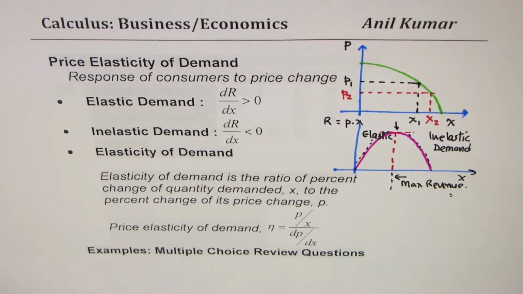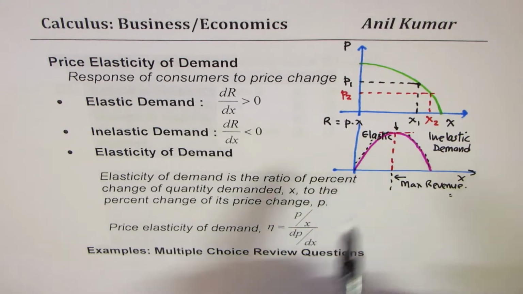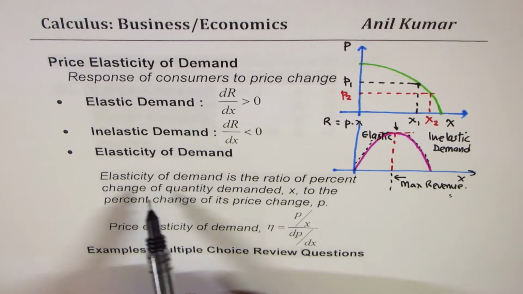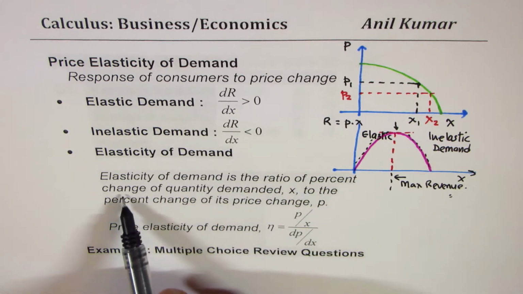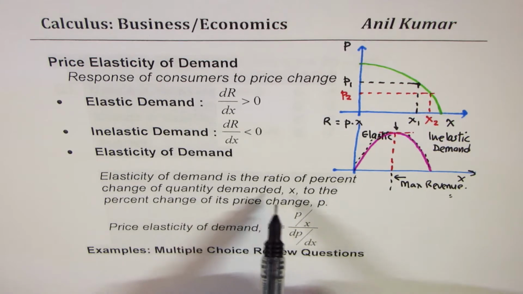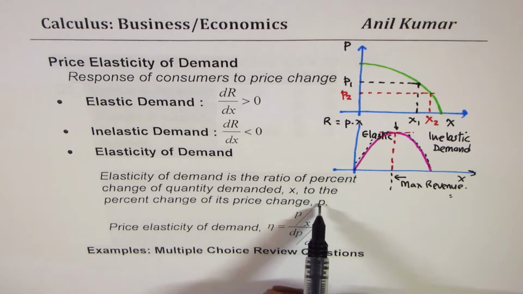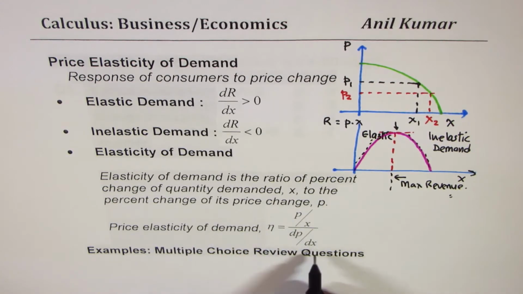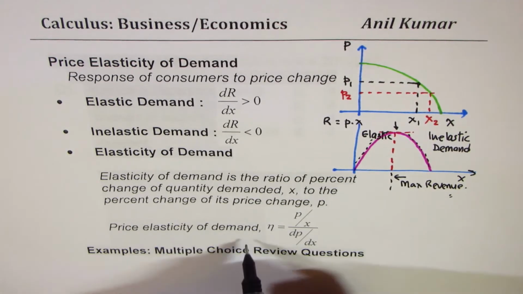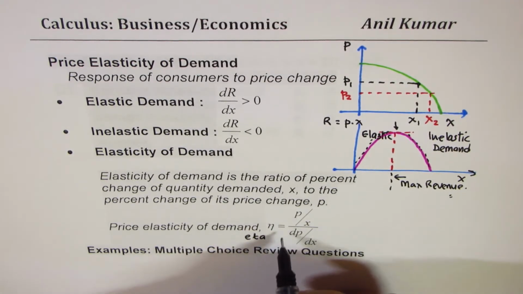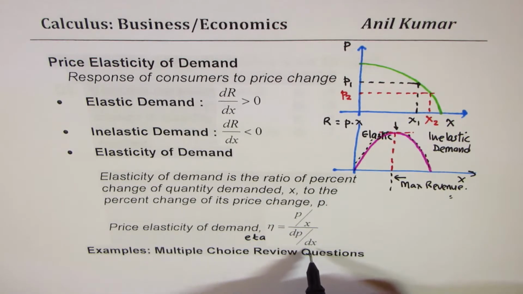So we'll have some examples to understand this concept in detail. Now, let me define the elasticity of demand. Elasticity of demand is the ratio of percent change in quantity demanded, X, to the percent change in price, right? Mathematically, it is written in this form, where this Greek symbol is eta. So we say eta equals P over X divided by dP over dX.